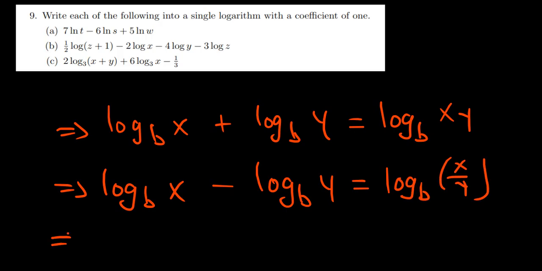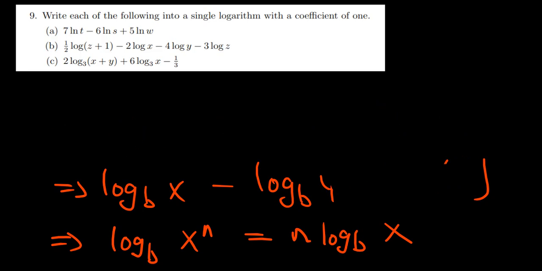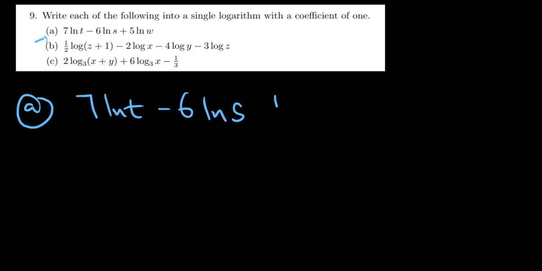And if I have log base b of x to the power n, this will be the same as n log base b x. So those are the three important rules that we'll need in order to express the given logarithmic functions as single logarithmic functions. Right, so the first one here, on A, we have 7 ln t minus 6 ln s plus 5 ln w.